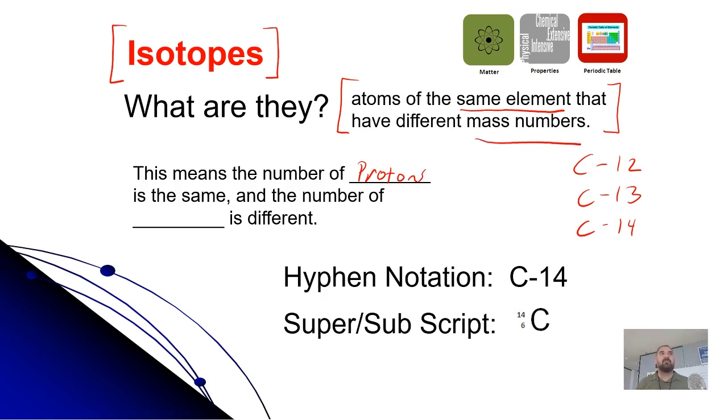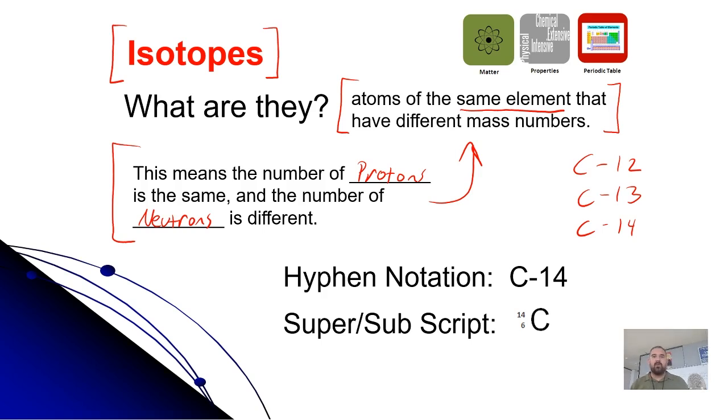So if they have a different mass number, what's going to be different? One more time. All right, neutrons is correct. So this statement, you don't need to write it. It's a very valuable statement, but everything that's here is actually written right there. So what does this mean? It means that protons are going to be the same and the number of neutrons is going to be different for all of our isotopes.